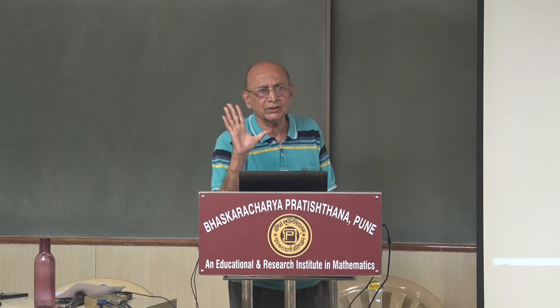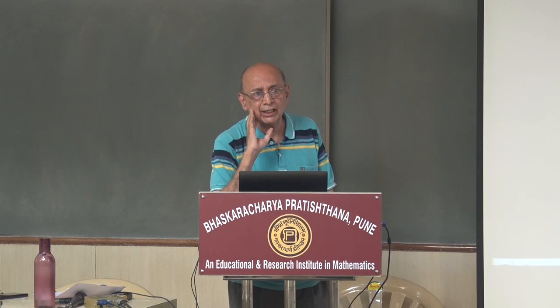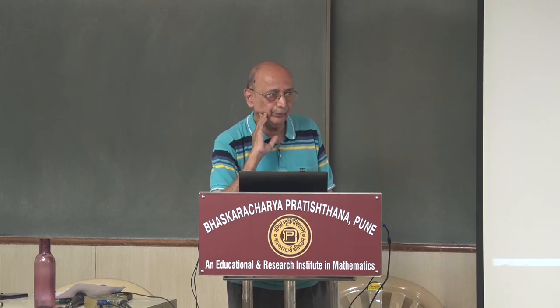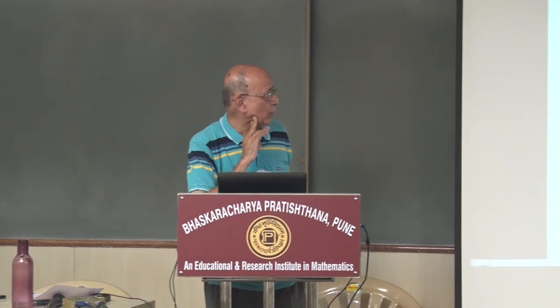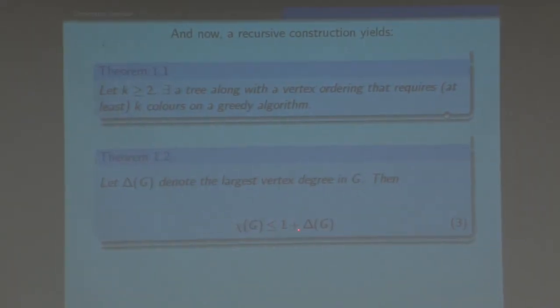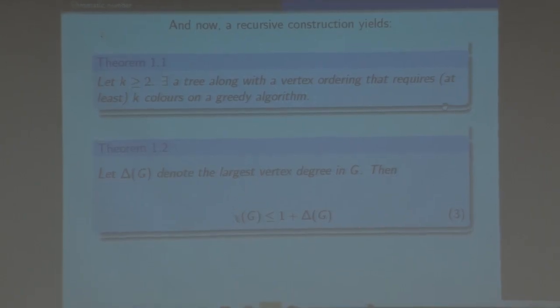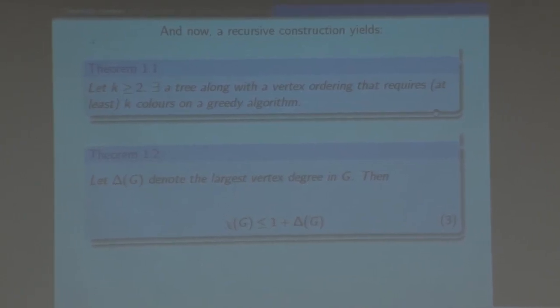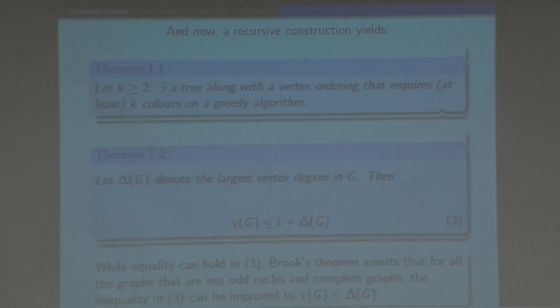It says that except for complete graphs and the graphs that contain odd cycles, even cycles have chromatic number 2 because they are bipartite. Odd cycles have chromatic number 3. Except for odd cycles and the complete graph, this can be improved to delta G on the right side. So, the right side can be slightly improved. This is what is called the Brooks theorem.